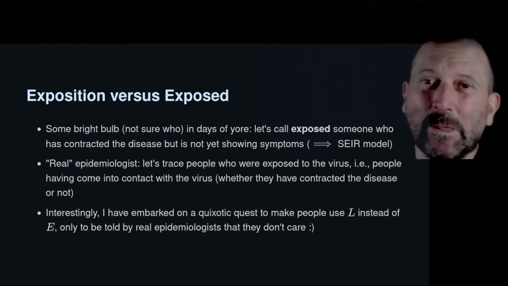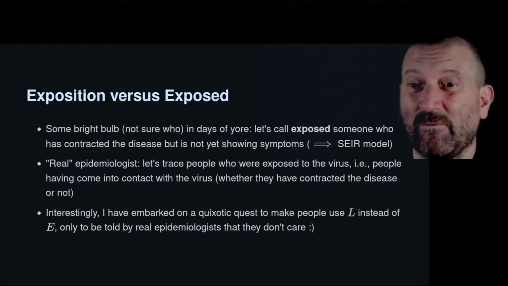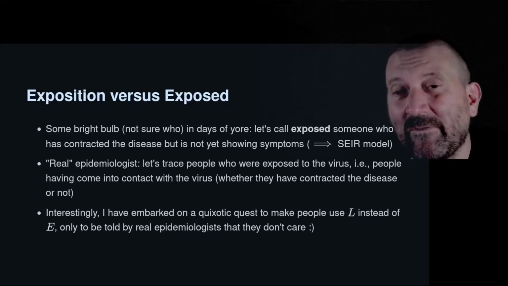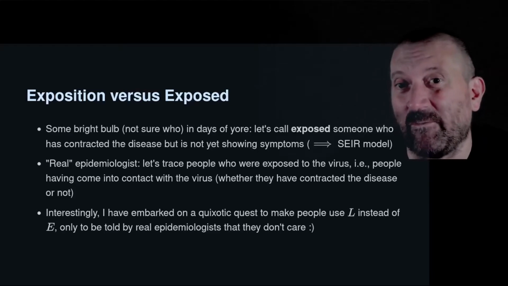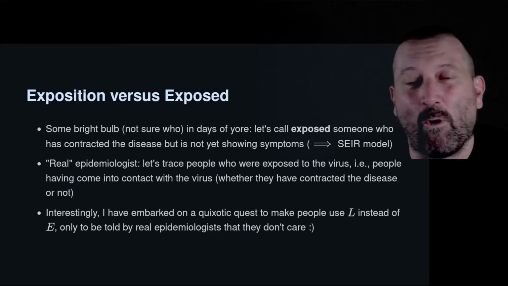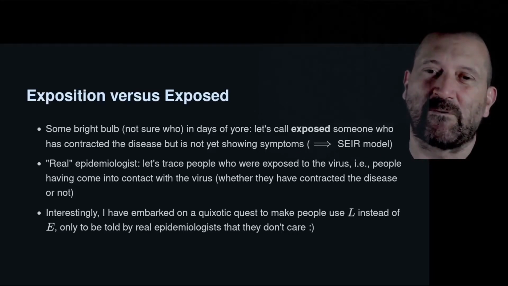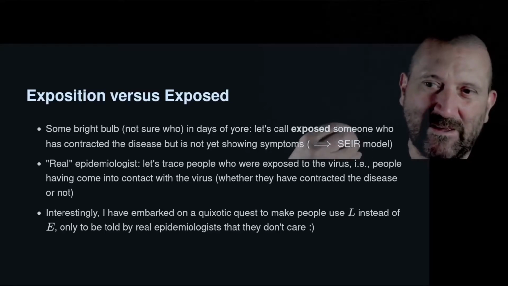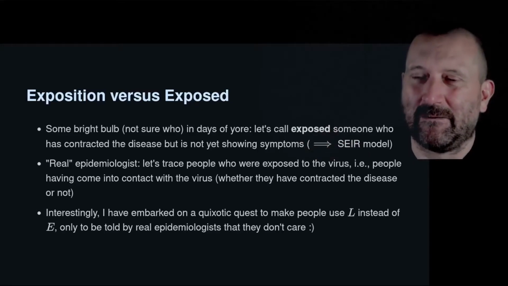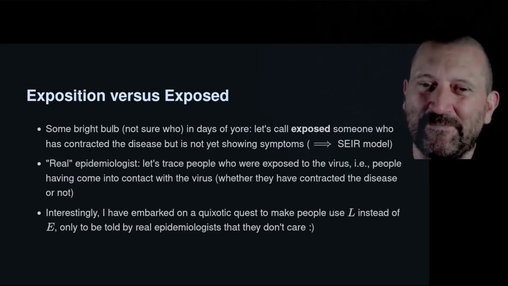But in real epidemiology, someone who's been exposed to the disease is someone who has come into contact with the disease, in the sense that they've run into someone who's bearing the disease, or they've been contaminated, or they've come into contact with an environment that is bearing the disease, but they are not necessarily infected with the disease. And that's an important distinction.